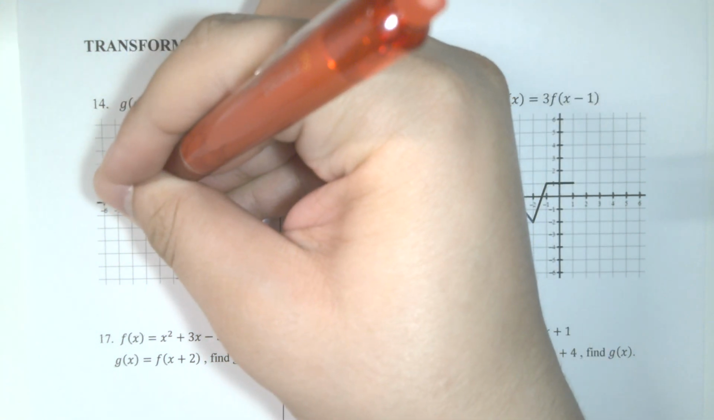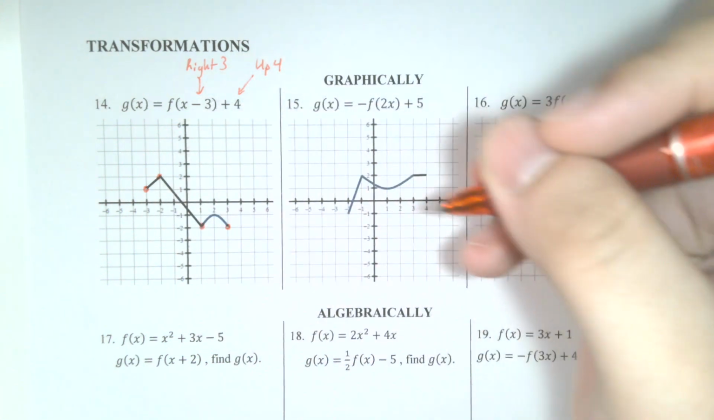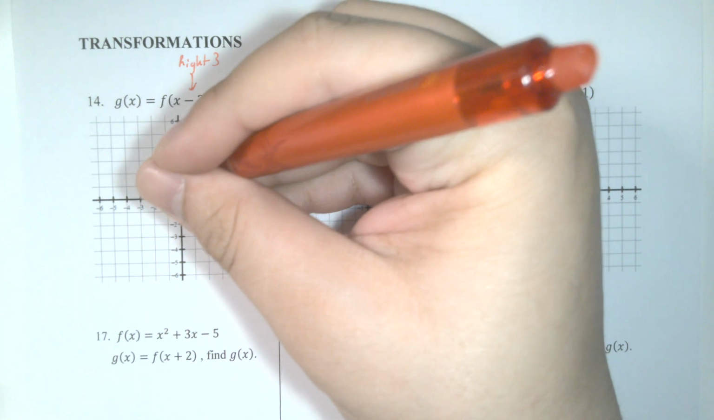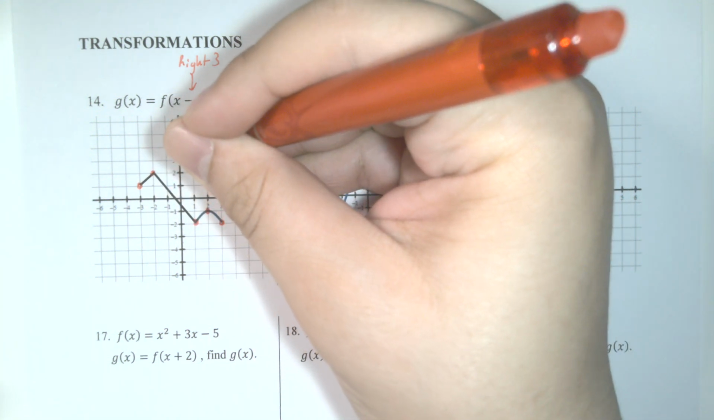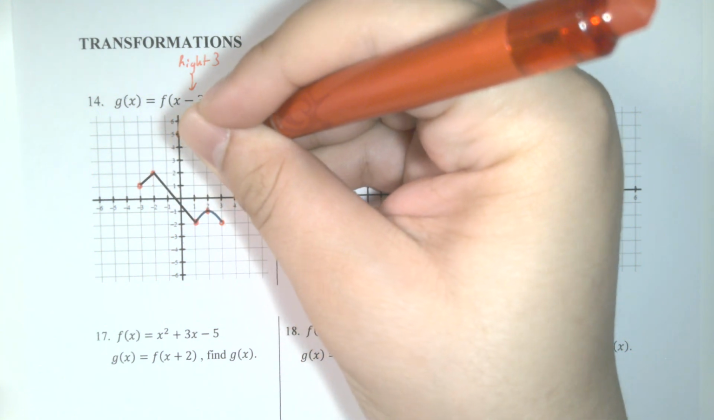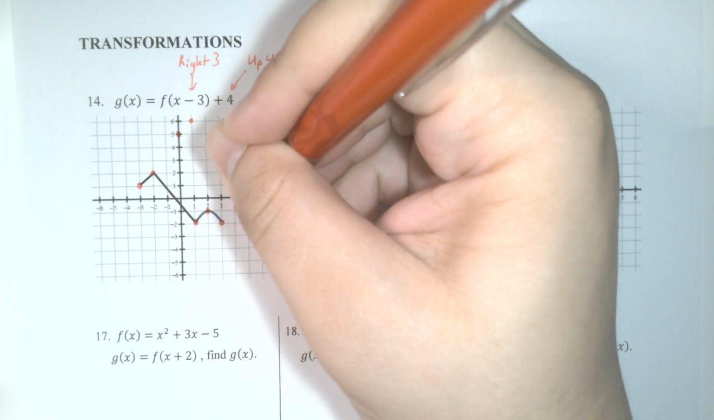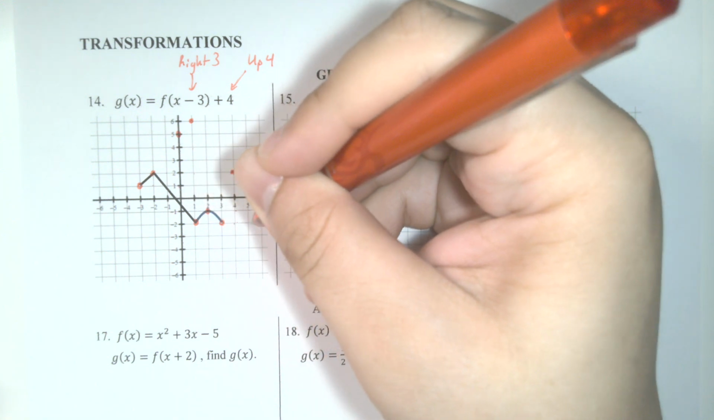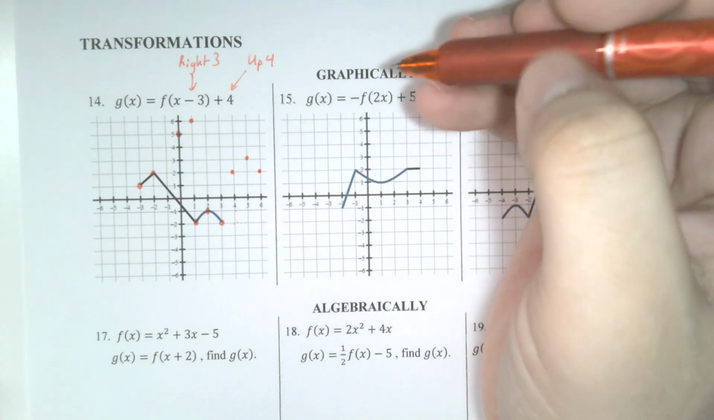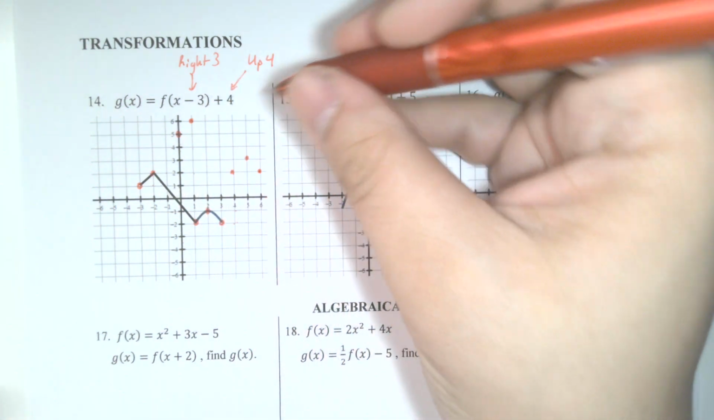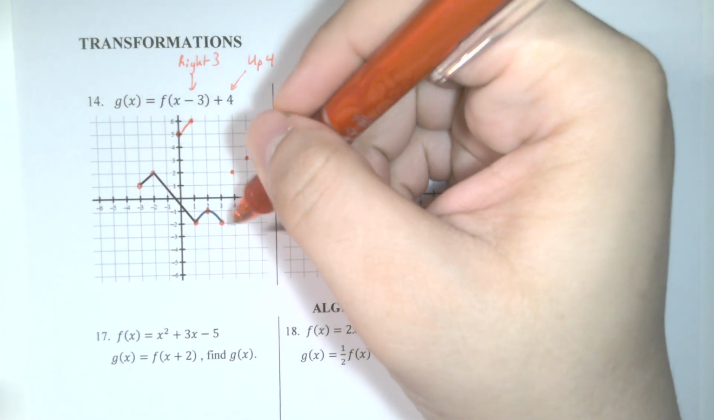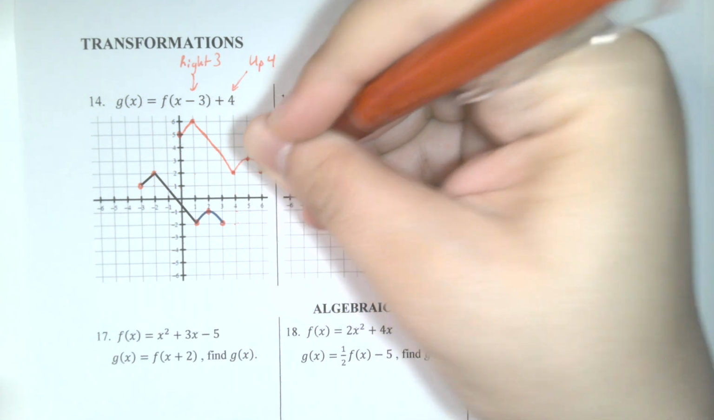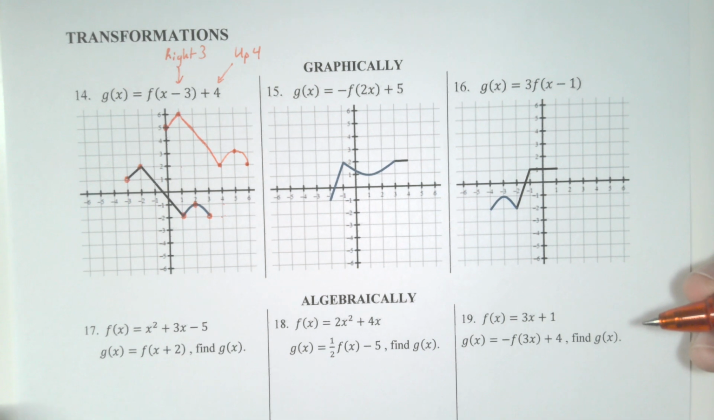So I'm going to look at this point right here, here, here, and here. So these 5 points are probably really good points to look at. So if we do right 3 and up 4, counting 1, 2, 3, and 1, 2, 3, 4 for each point. And there we go. So now I've moved all of these points right 3, up 4, and if I connect them the way that they're shown in this graph here, it's going to look like that. And so that is our visual graphical transformation here.